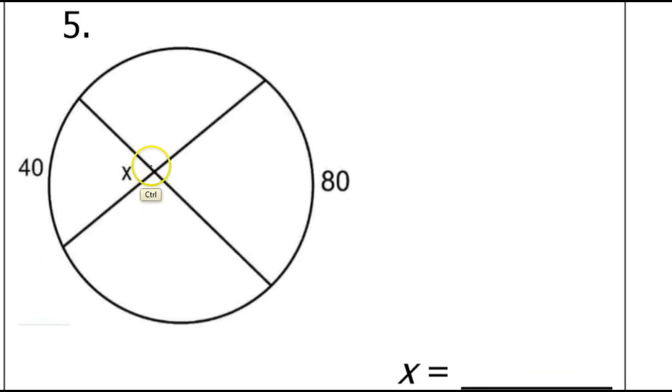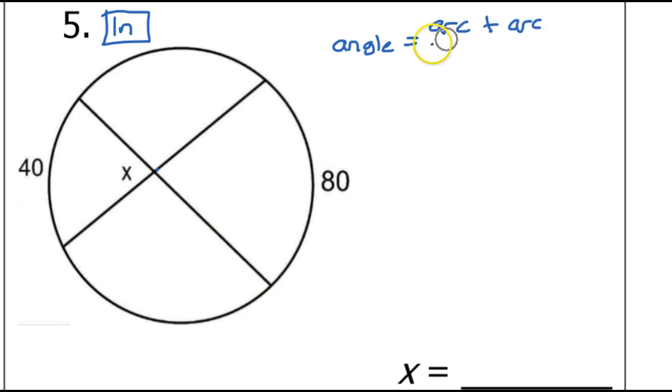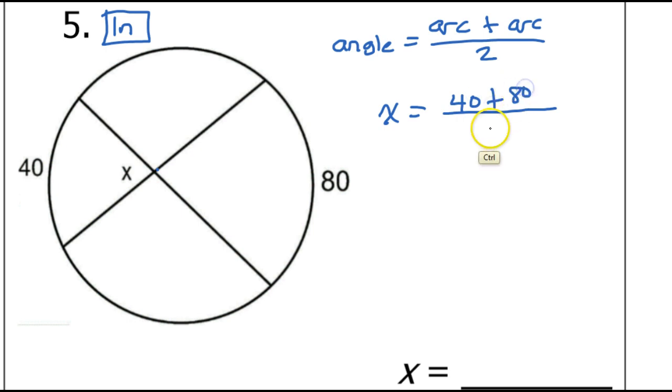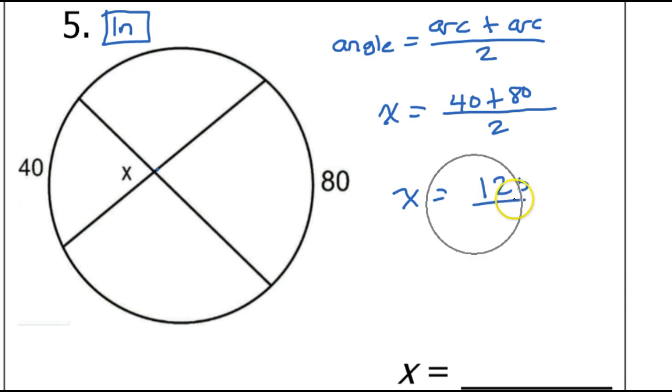This vertex is not at the center of the circle, so this is merely in the circle in a random way. So the formula for that is that the angle is equal to arc plus arc divided by 2. The angle is again what we are looking for, so the angle is going to equal 40 plus 80 divided by 2. So that's 120 divided by 2, which is 60 degrees.